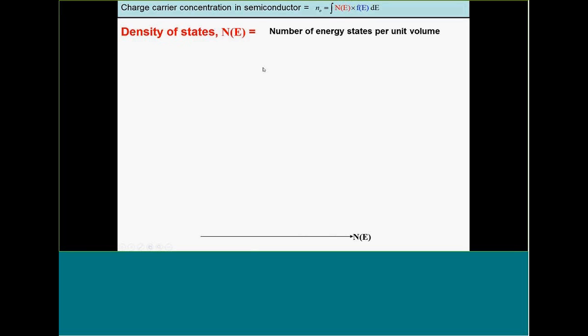So how are we going to visualize it? Let's say we have our density of states function on the x-axis, and we have our energy on the y-axis. Let's say this is our energy at the conduction band edge, EC, where electron energy increases as we go up the y-axis.